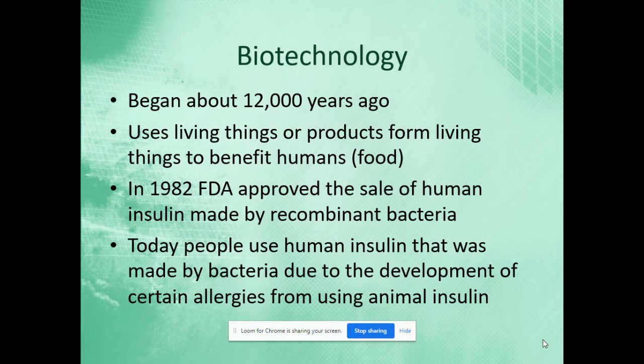All right, so biotechnology began about 12,000 years ago, and it uses living things or products from living things to form things that are going to benefit humans, for example, food. In 1982, the FDA approved the sale of human insulin made by recombinant bacteria. Today, people use human insulin that was made by bacteria due to the development of certain allergies from using animal insulin.